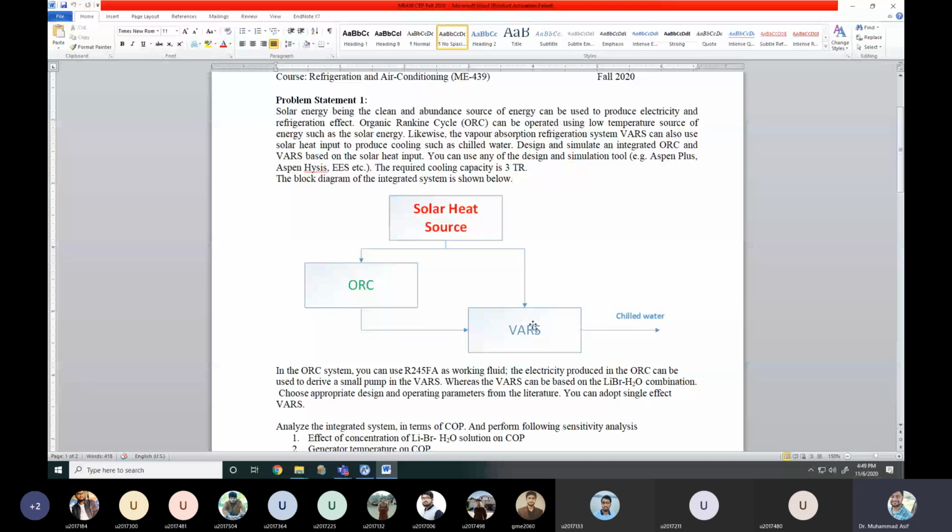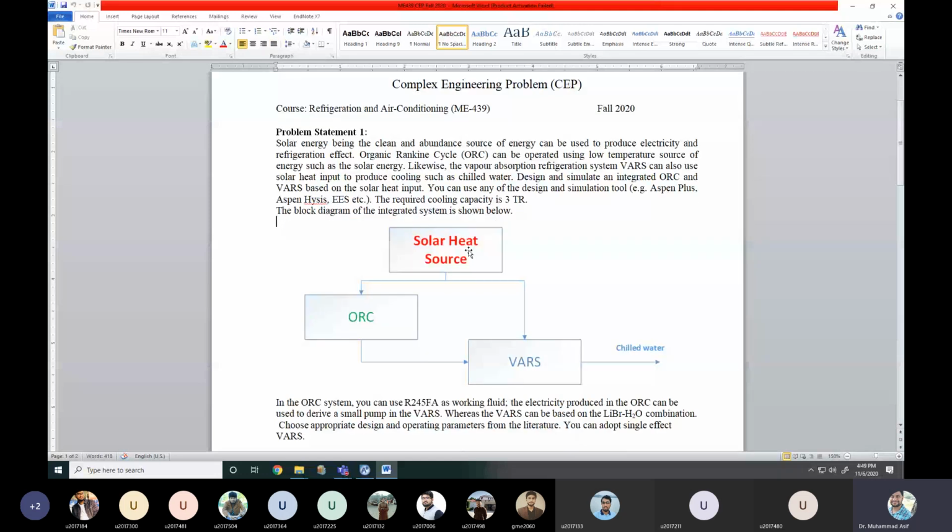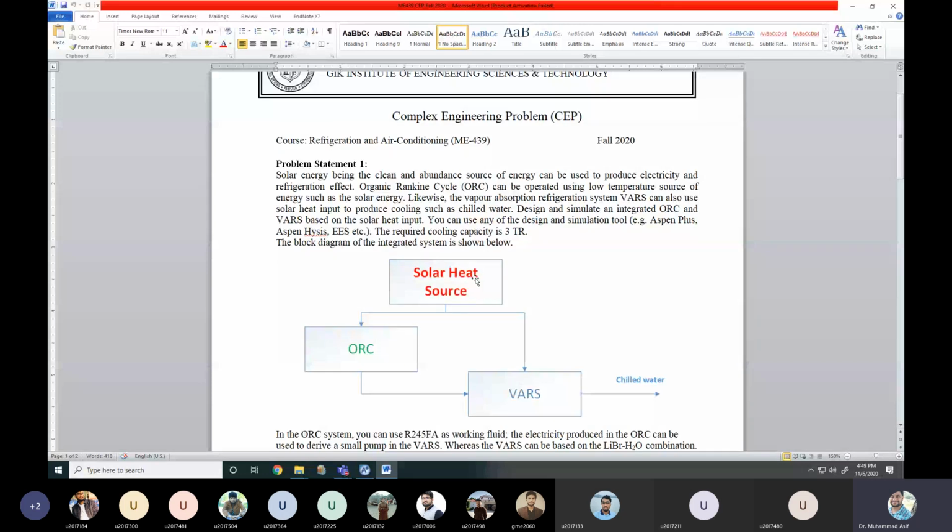So finally, I want to produce the chilled water. And what is the capacity of the chilled water required? That's 3 tons of refrigeration. You multiply 3 with 3.35, that's very close to 10 kilowatt. So that's the cooling capacity required. So what you need to do is design this system, the organic Rankine cycle integrated system. Integrated system means the solar heat integration system with the organic Rankine cycle as well as the vapor absorption refrigeration system.